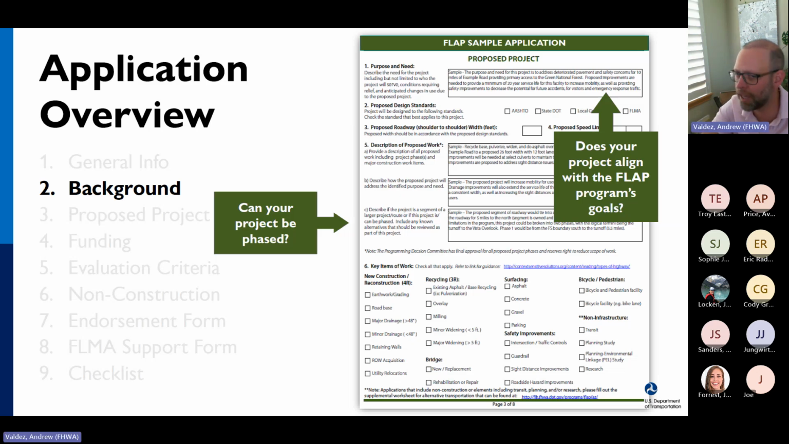Page 2 of the application gets into information about the proposed project. This is where you would explain purpose and need, as well as a detailed description of the proposed work, including if the project maybe could be phased. As you can see, there's, again, sample text in all these boxes that should provide a pretty good guidepost.